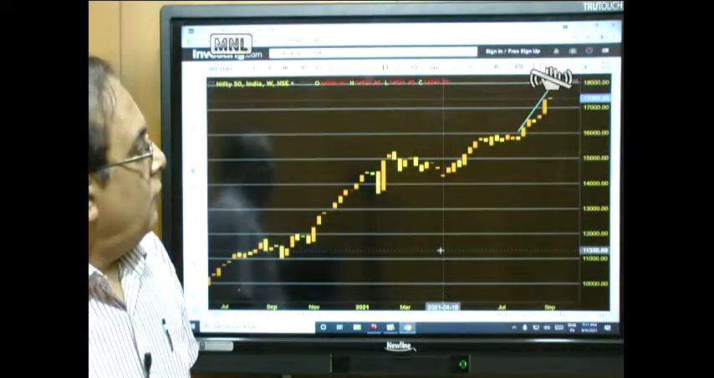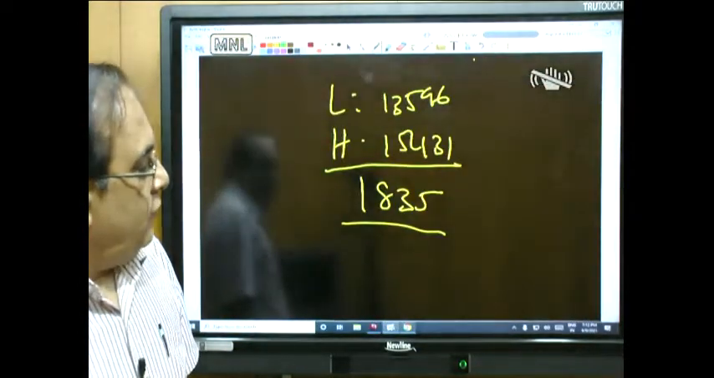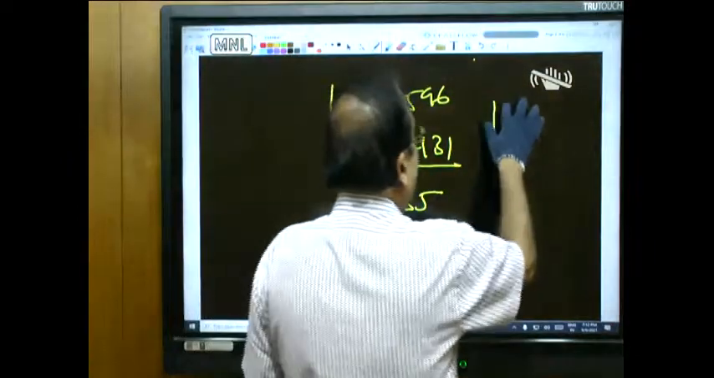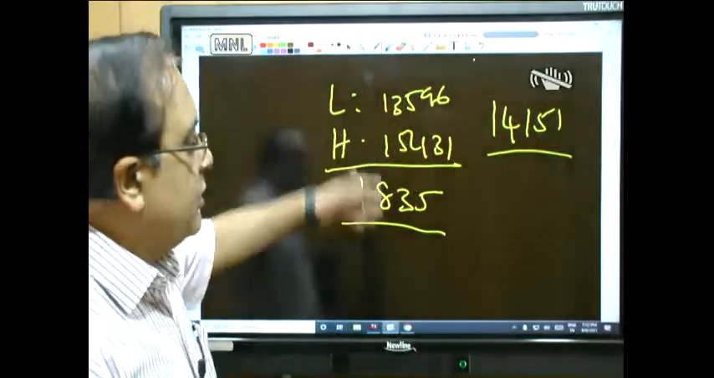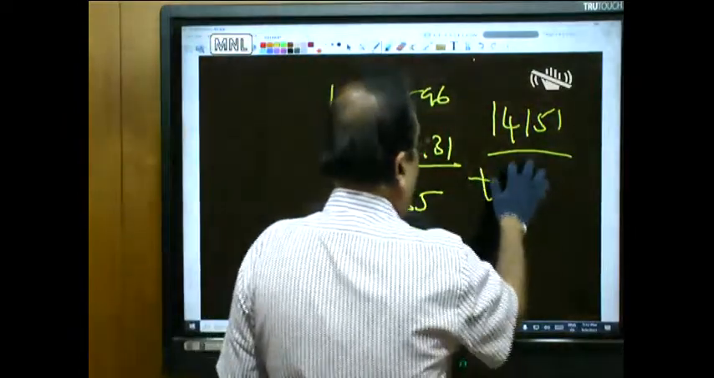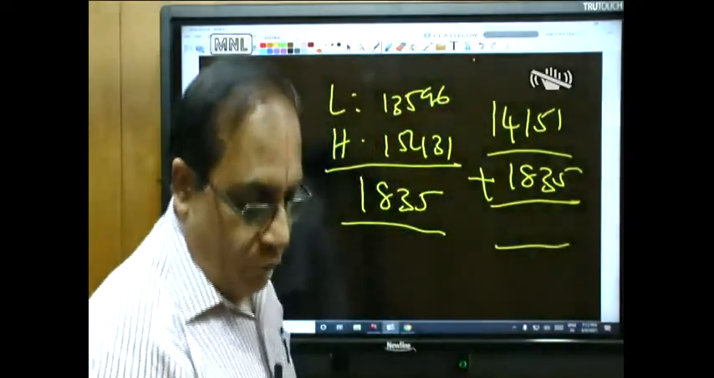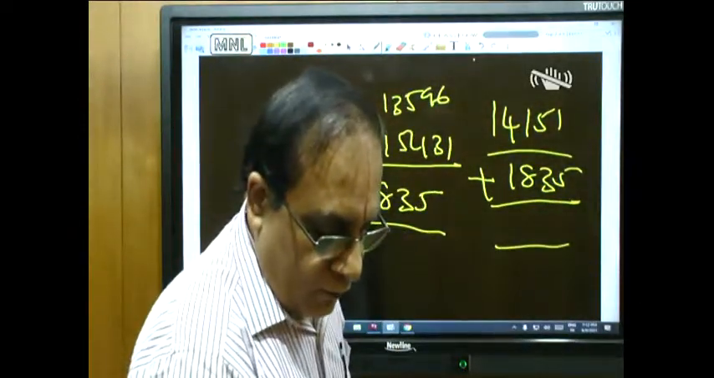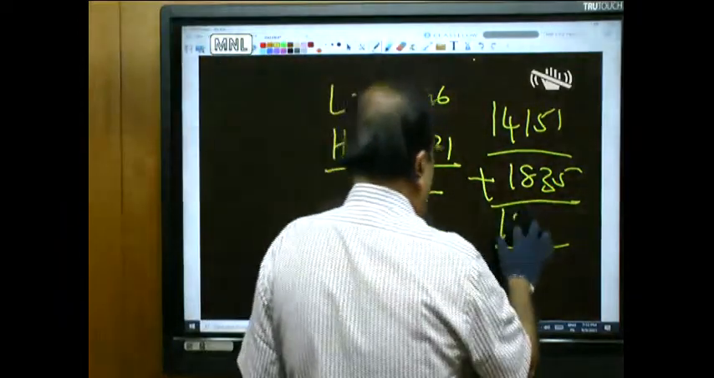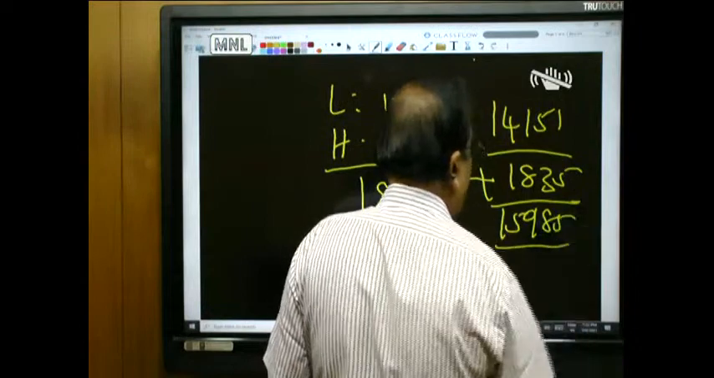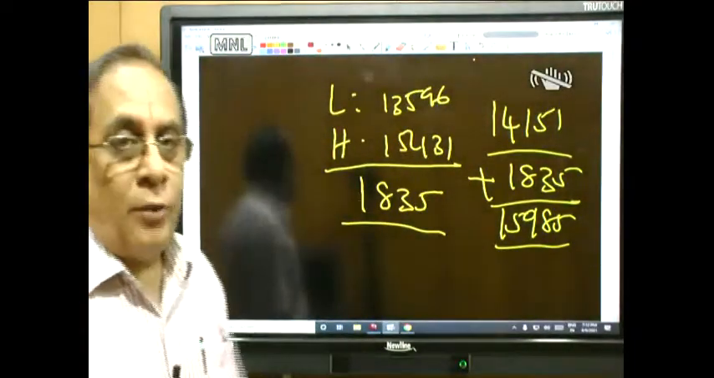So this is 14,151. All these figures we have even forgotten, to that extent the rally has been there. So now if you make a projection, the first is 1:1, 1,835. A 1:1 projection, so 14,151 plus 1,835. This was the 15,985 where there was a lot of resistance, right? So we saw a lot of resistance closer to the 15,900, 925 levels from where it dropped.